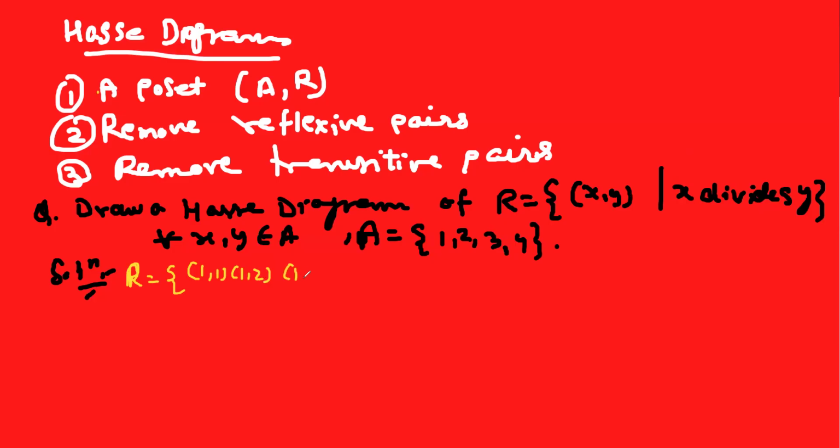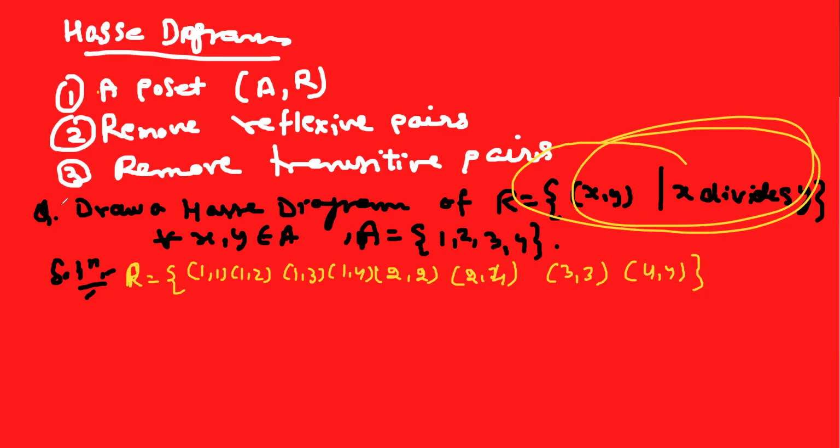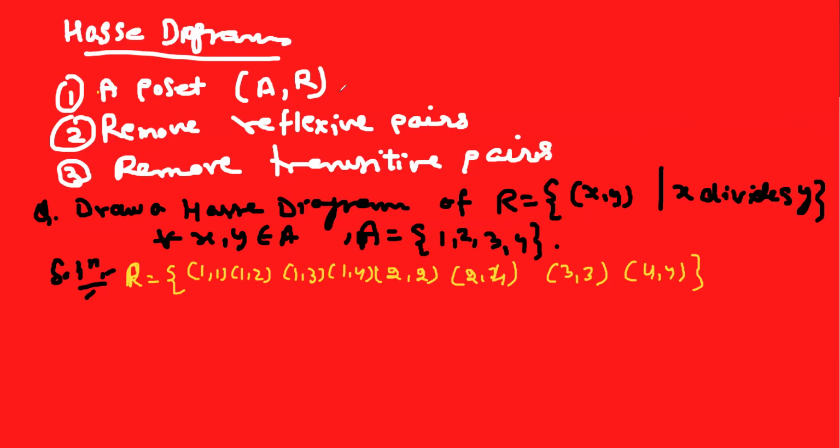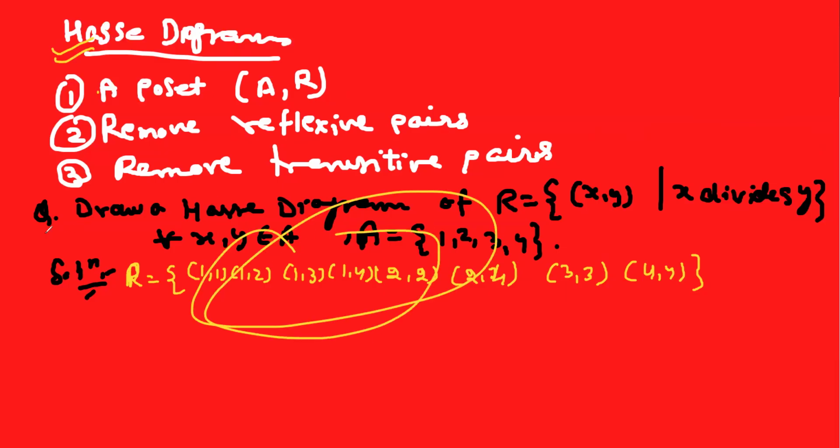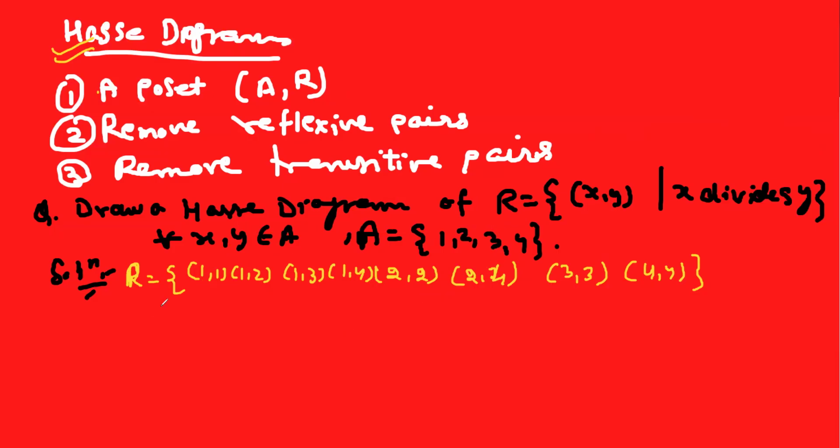1 divides 2, 1 divides 3, 1 divides 4. 2 divides 2, 2 divides 4. 3 divides 3, 4 divides 4. Understood? So this is the relation according to the given condition, right? And this is a poset. Before drawing a hash diagram, it must be a poset. Don't worry, it is already a poset. No need to check. Now what do you do?